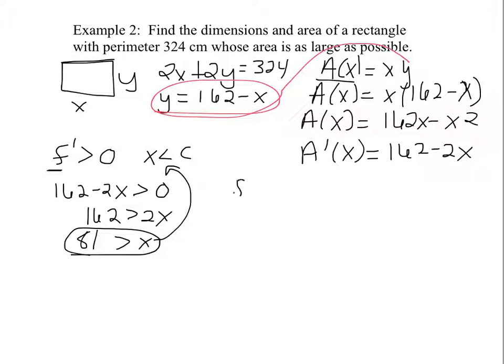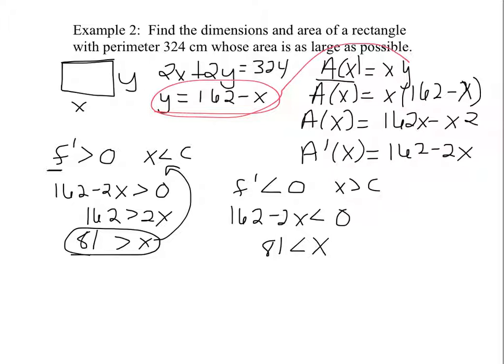Okay, now we need to test the other side. So we want to know when f prime is less than 0, we need to know that x is greater than all the c's. So very similarly, we have 162 minus 2x is less than 0. When I go ahead and solve that, I end up with 81 is less than x. And that's exactly what we wanted. We wanted the x to be bigger than the constant.